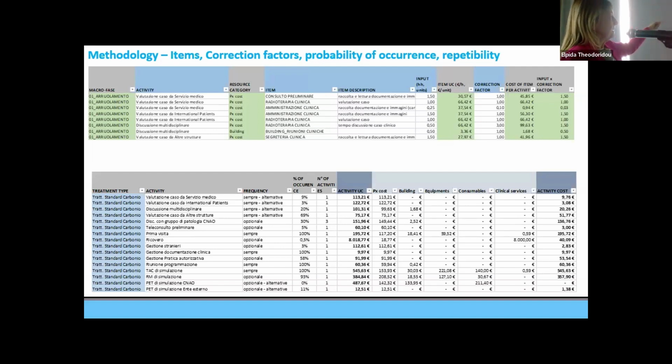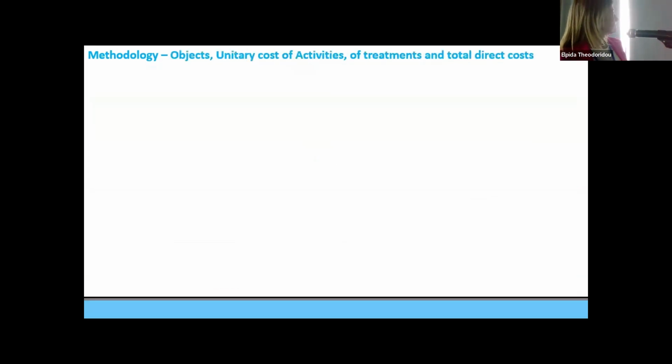We find the same activity moving to an upper level. In the treatment type, it is the first line, the evaluation of the case of a patient coming from the contact point, where two other factors, which are the probability of occurrence and the repeatability of the activity, are defined to arrive at the unitary direct cost within the standard carbon ion treatment of the process of evaluation.